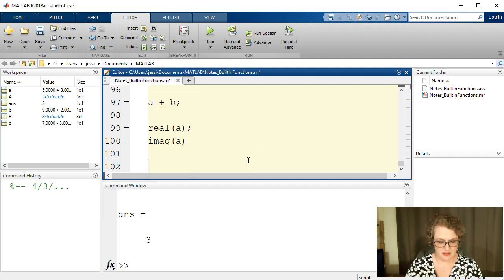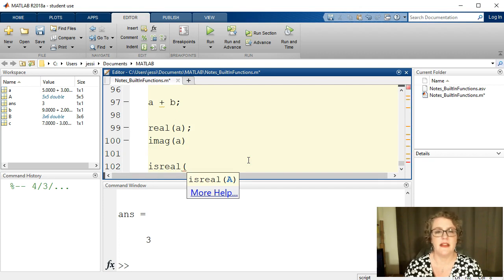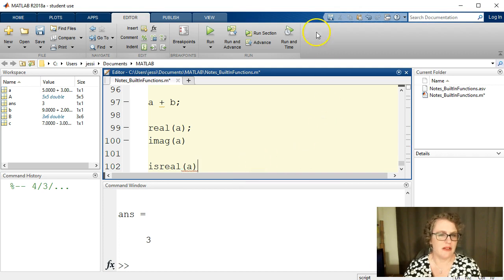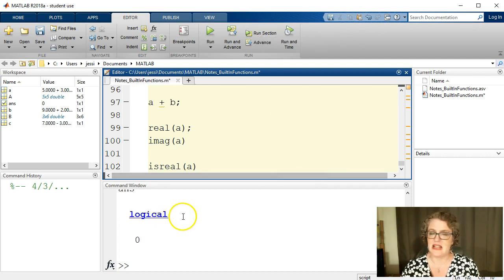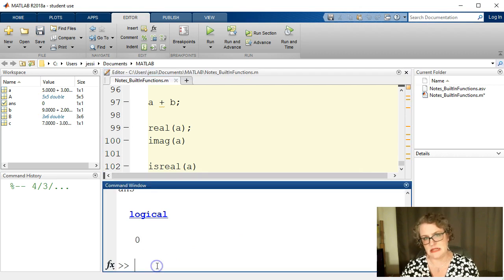We can also have the command isreal. That's not Israel, it's isreal. So we can say the number A, is it a real number? What that's looking for is, is the imaginary part equal to 0? And it's a logical, see this checkbox over here? That tells me it's a logical variable, which means it's either true or false, and of course 0 means false.